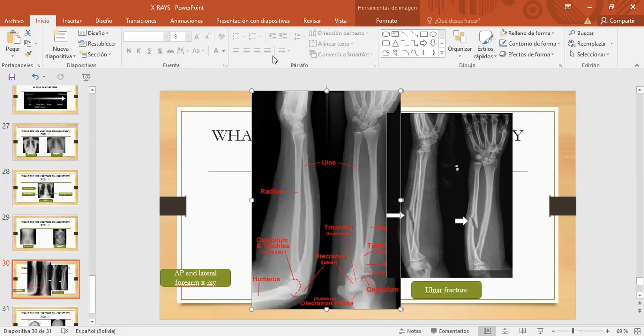Yes. Okay, I just found that muelas del juicio in English would be wisdom teeth. Wisdom is like sabiduría, right? So it's kind of weird, right? Wisdom teeth. That's how they call it.